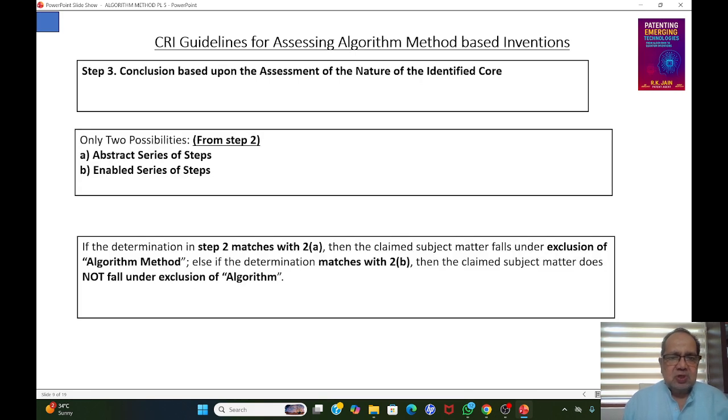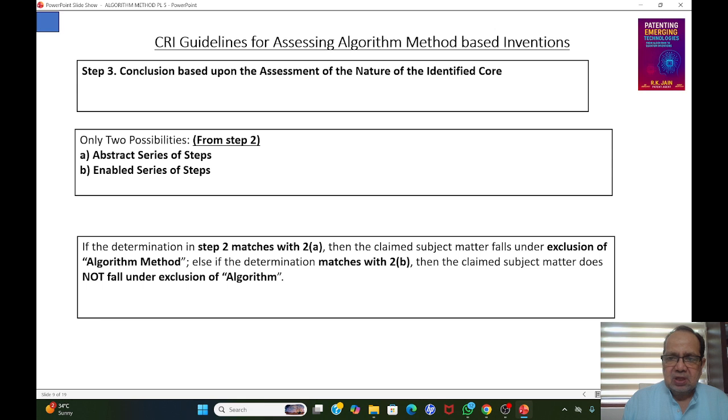Step 3 is the concluding part. If the determination is with respect to abstractness, then they would qualify as non-patentable. But if they are technically enabled, then the given claim could potentially be patentable.